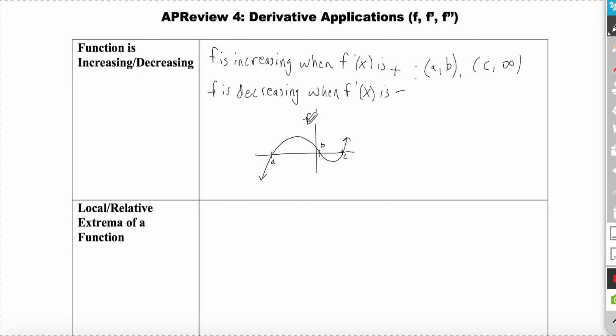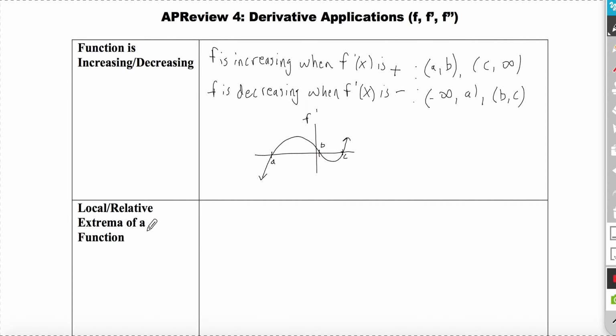And our original function f would be decreasing from negative infinity until a, because in that section f prime is below the x-axis, and from b to c, because that's where f prime values, the y values for our f prime graph, are negative. That means our original function is decreasing.